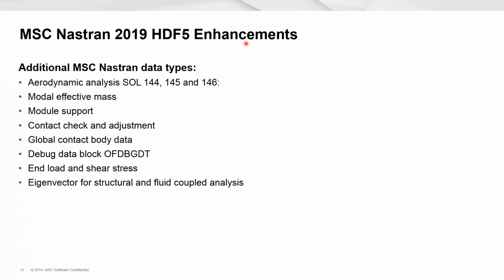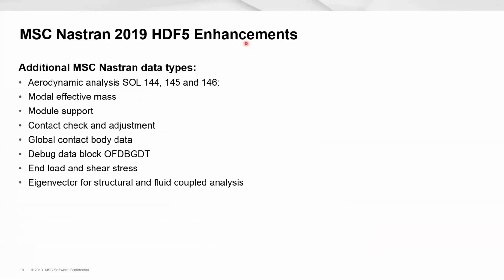And with the most recent release, 2019, we've added support for the aerodynamic analyses 144, 145, and 146, and modal effective mass. We added modules in 2018, and there's additional module support, although the 2018 output includes modules data, and it includes the domain flag. So if you're running 2018 and you're using modules, those are already marked.